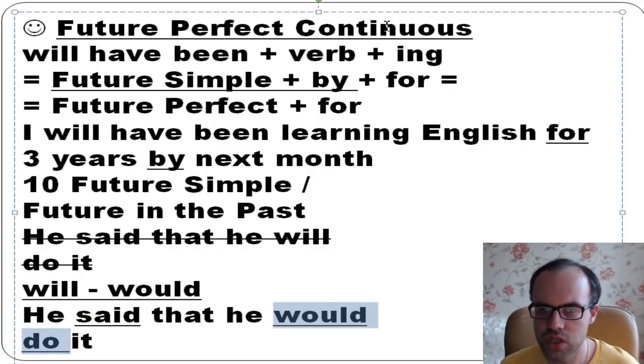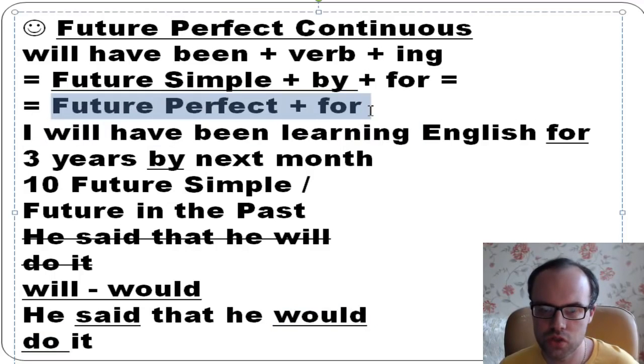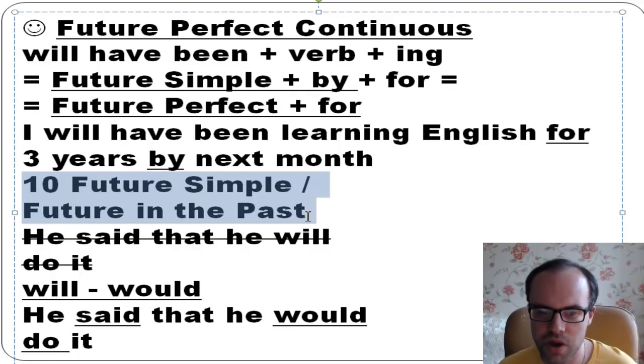Okay, so you see that future perfect continuous is will have been plus verb plus ing, or in other words, future simple plus by and for. And what is future simple plus by? It's future perfect, or future perfect plus for. You can look at the following example: I will have been learning English for 3 years by next month.